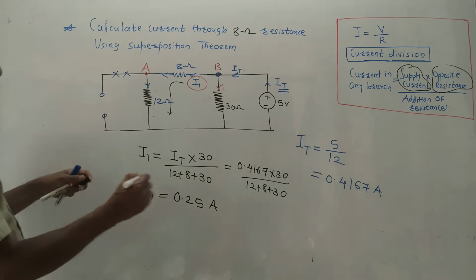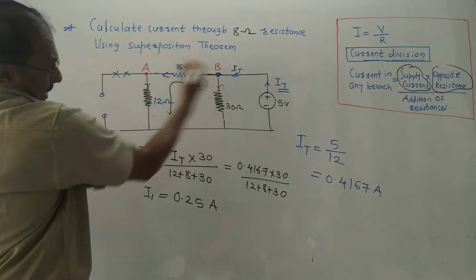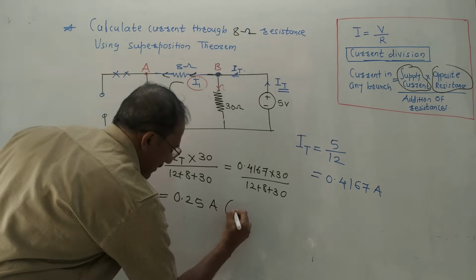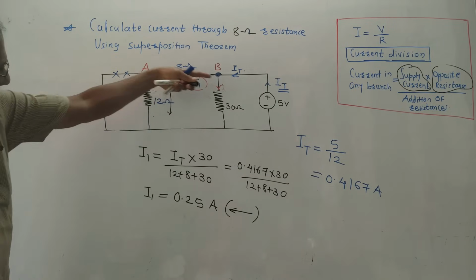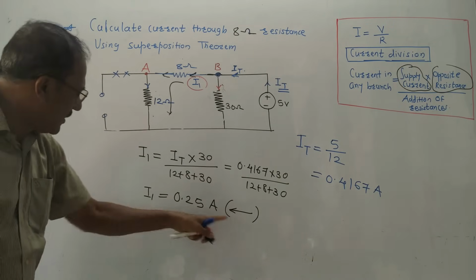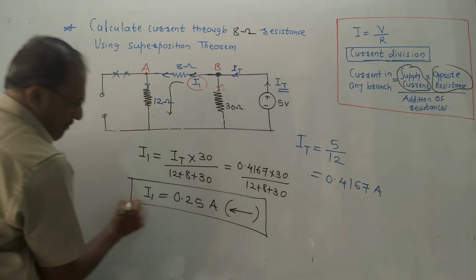How to show the direction? Look at the diagram. Current I1 I have shown from RHS to LHS like this. So I will mark the arrow inside the bracket like this, because current is flowing from RHS to LHS. So the answer of the first stage is I1 is 0.25 amperes.